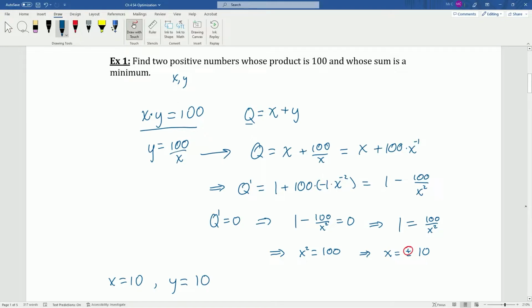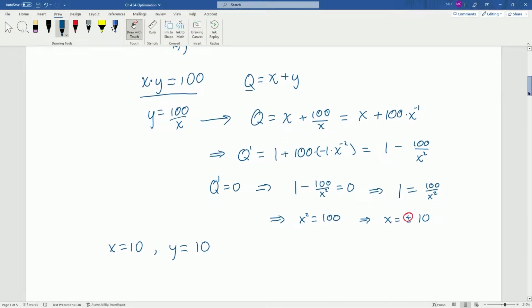Okay, but we want to actually check if this is a minimum, so we're going to verify here. How am I going to do that? Well, I'll just do the second derivative test. Take the second derivative of this function. Here I'll rewrite Q prime as 1 minus 100 x to the negative second. When I take my second derivative, I get negative 100 times negative 2 x to the negative third. That's 200 over x cubed.